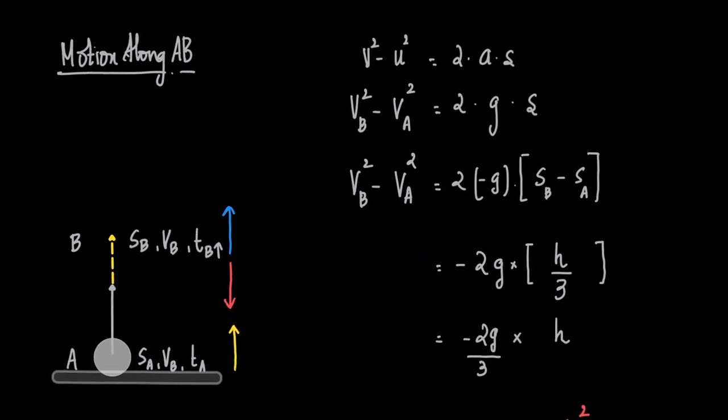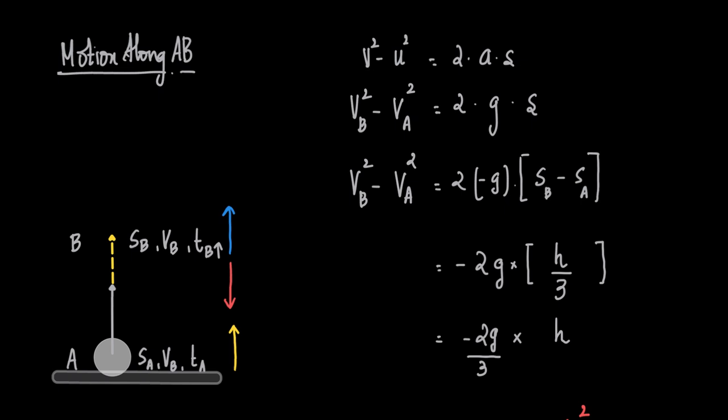Now let's see what's the case with the same motion along AB, but this time using the equation V squared minus U squared is 2AS. Yes, we're not using the equation S is equal to UT plus half AT squared. Instead, we are using V is equal to U plus AT, and V squared minus U squared is 2AS. Multiple ways of looking at the same problem.